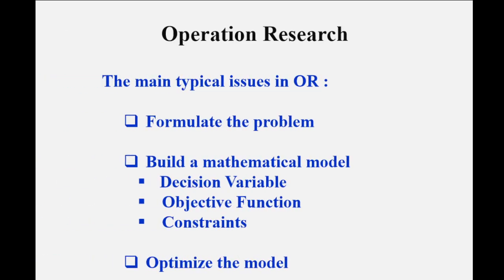So first of all, let's get a basic idea why we are using this method. Under operation research, the basic goal is to formulate the problem, build the mathematical model and to optimize the model. And under the mathematical model, three stages are there: decision variable, objective function and the constraints. So this is a basic idea of operations research. For this, we are using various methods. One of the sections is the transportation problem.